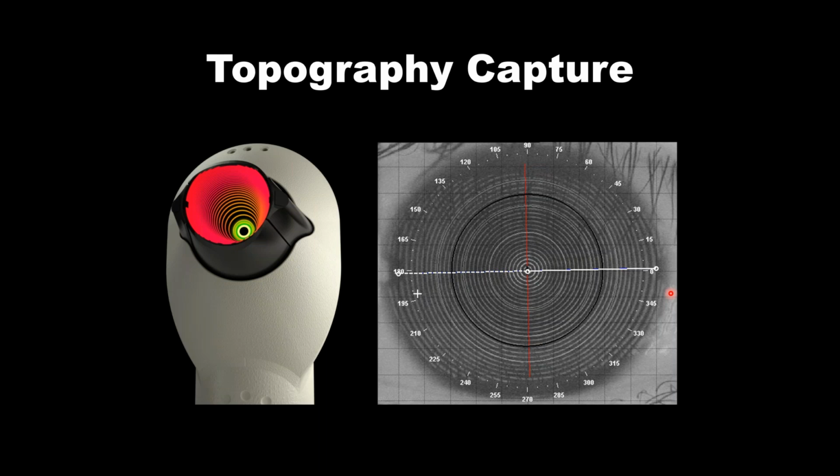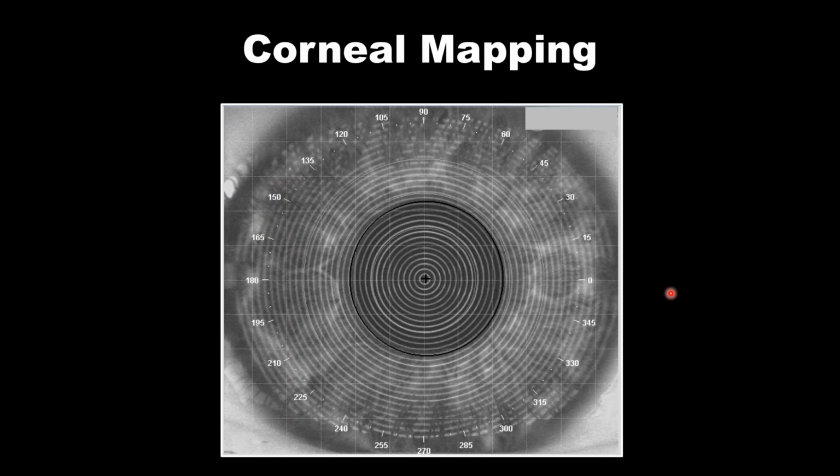We're going to build a lens using the EyeSpace software to this degree of finite accuracy that we could never do any other way before. So topography capture becomes absolutely critical to the entire process. Now, when we do any kind of corneal mapping, the goal is to get as much corneal coverage as we possibly can.